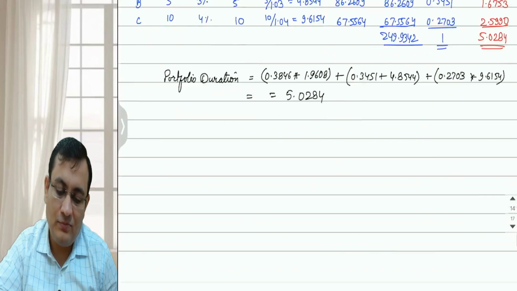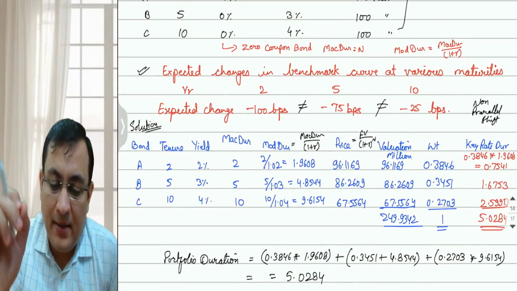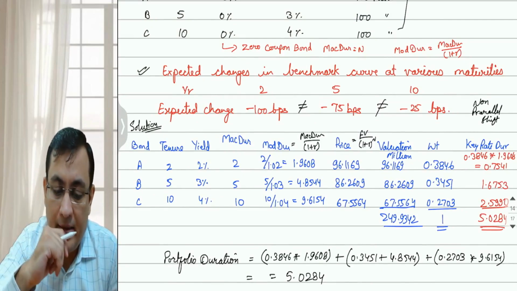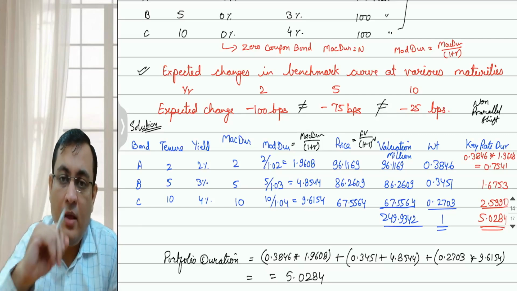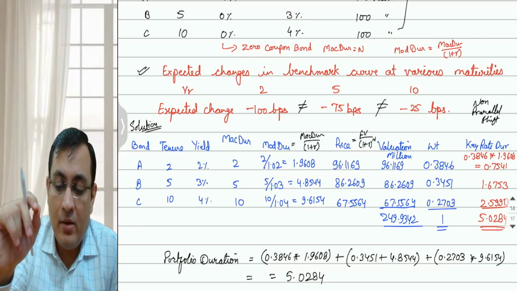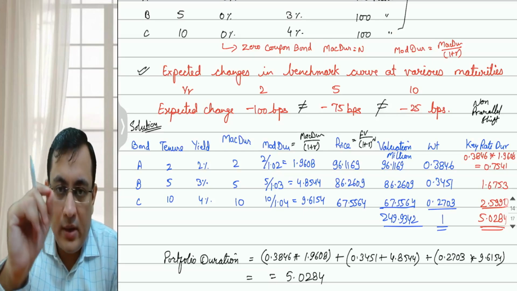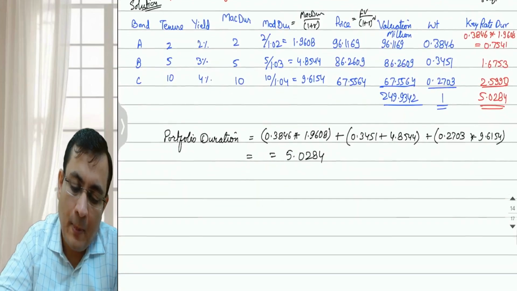Now, what it says: the expected change in the benchmark curve at various maturities is as follows. At 2-year it is going down by 100 basis points, 5-year it is down by 75 basis points, and at 10-year it is down by 25 basis points. What will be the impact on the change in each bond value? First of all, what is the change in the value of each bond?